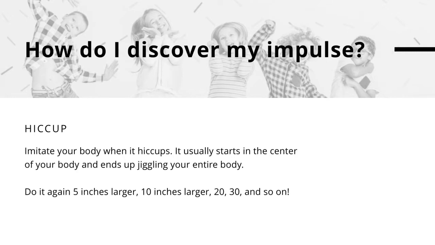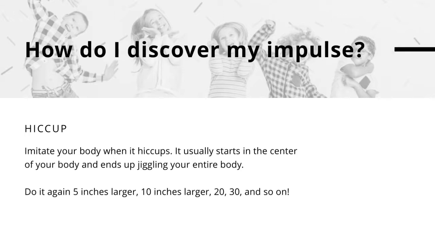The second exercise that I'd like you to do to discover your impulse, and I think this is more fun, would be to use things that happen to you, like hiccups. Imagine a hiccup, and how would you move for that hiccup? Imagine it's coming right from the center of you, and that your whole body reacts to it. Hiccup. The arm continues. Then imagine that you're doing it 5 times 5 inches bigger. And then 10 inches bigger. Until all of a sudden you're dancing across the room from just one hiccup.